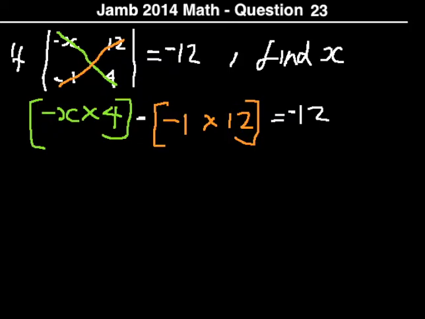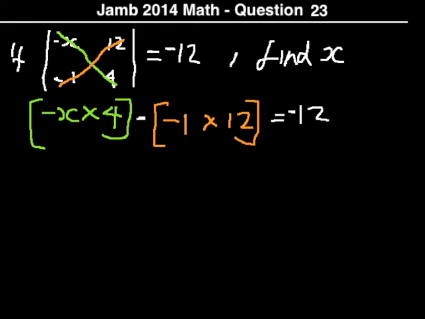As you can see in the green, I have minus x times 4. And now I'm subtracting that whole quantity by the items in the orange, which is minus 1 times minus 12. And then I'm setting the result equal to minus 12.